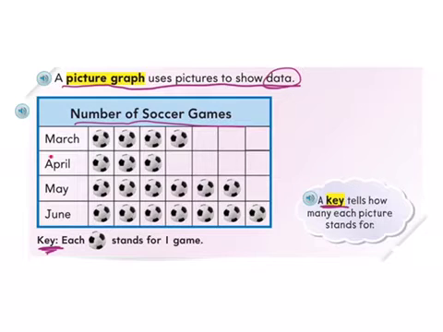So in this graph, we can gather that the most soccer games were in June because there's more soccer balls in June than any other month. And April only has 3 soccer balls, so that means there's only 3 soccer games in the month of April. So in this lesson, we're going to be looking at picture graphs and what data we can get from it.